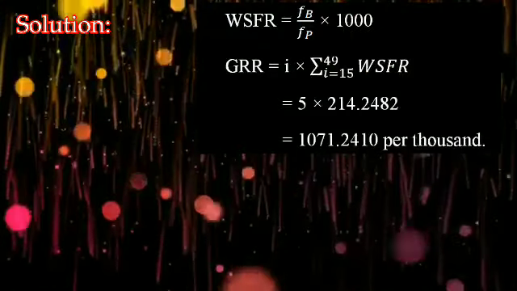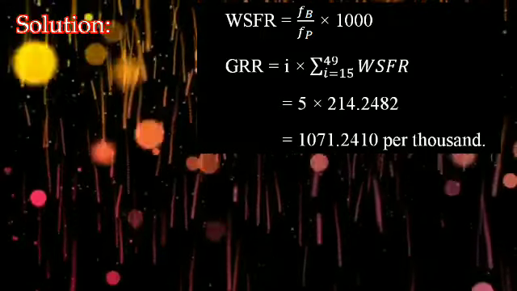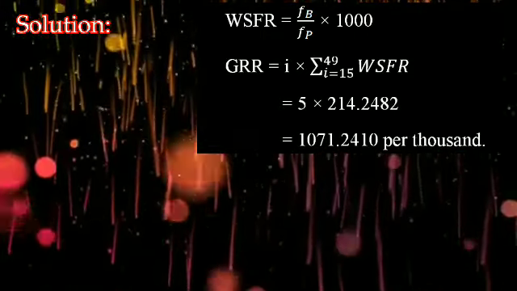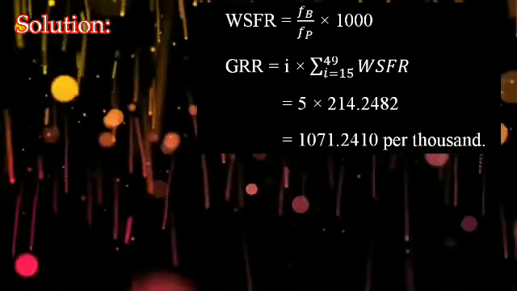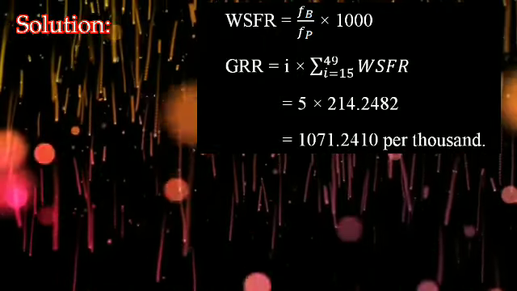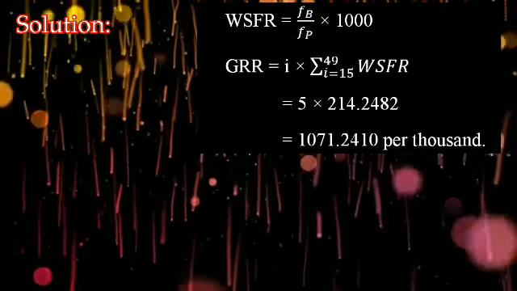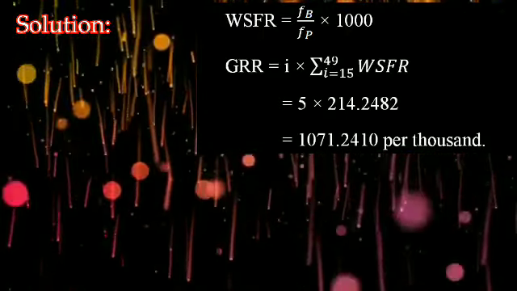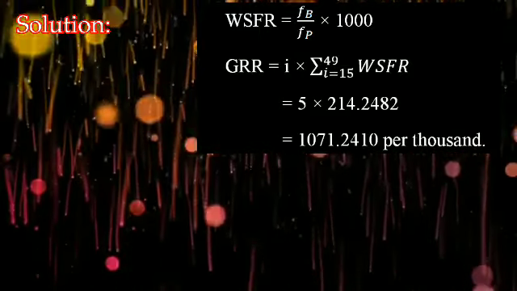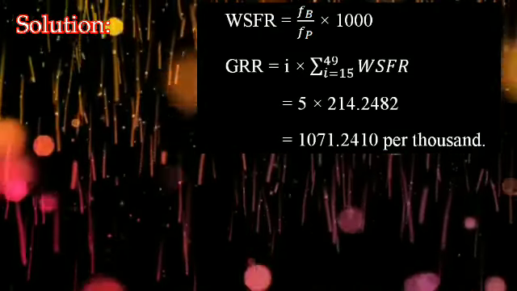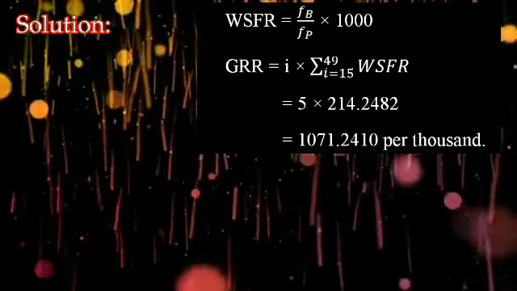Now GRR equal to I into sigma I equal to 15 to 49 WSFR. So here I is 5, the width of the class interval is 5, so substitute that value, 5 into the sum total of WSFR, which is 214.2482. Multiply both the values, 5 into 214.2482, that is equal to 1071.2410.